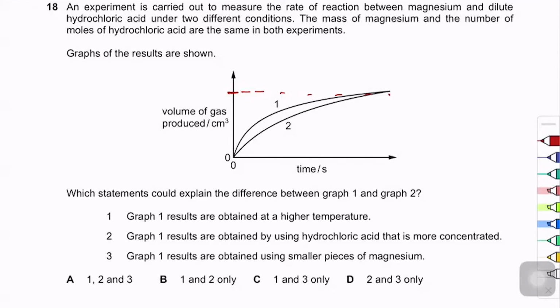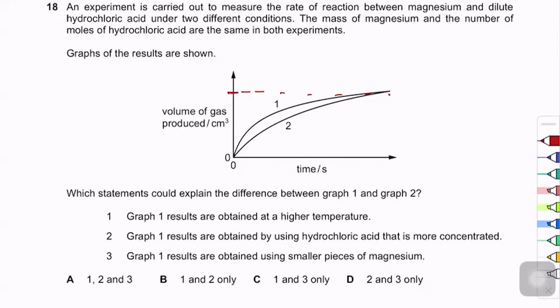Second, because this is solid, it could be surface area. Maybe one has a greater surface area and two has a lower surface area. So less particles are exposed and less collisions per unit time. That's why two is slower. Three is that you have higher temperature. One is faster, so temperature is higher, more kinetic energy, particles colliding more per unit time.